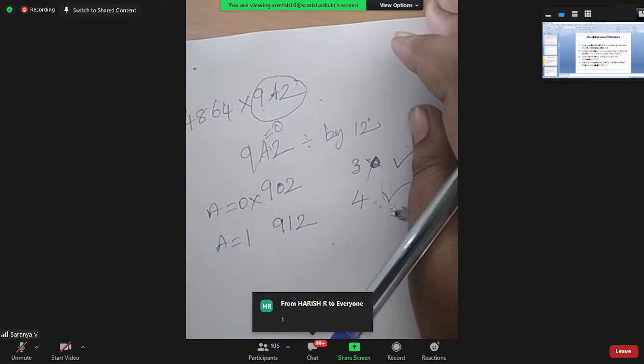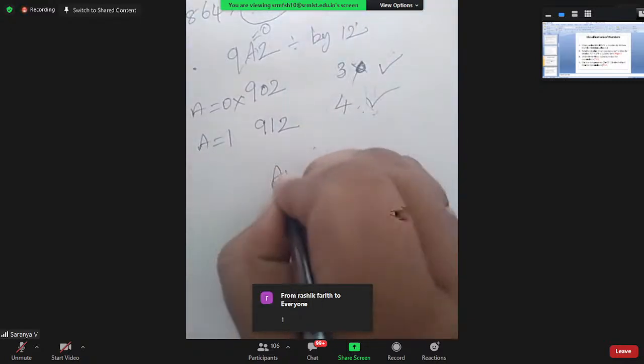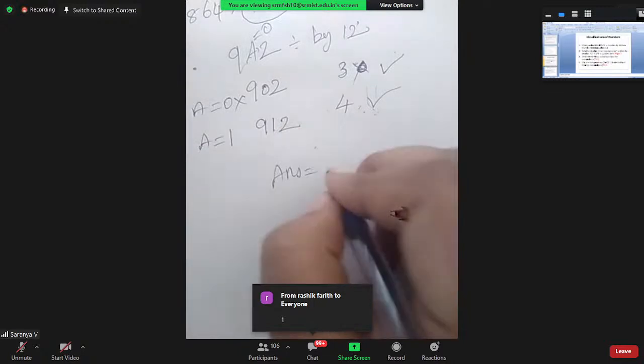Yes, right. So the only possibility is A is equal to 1.